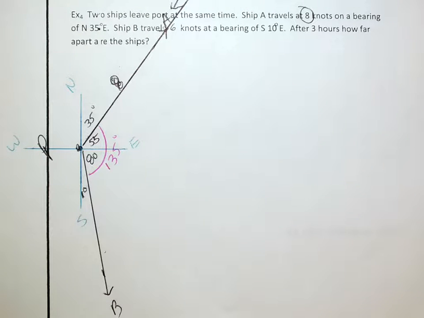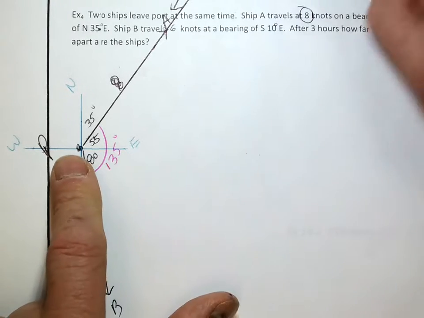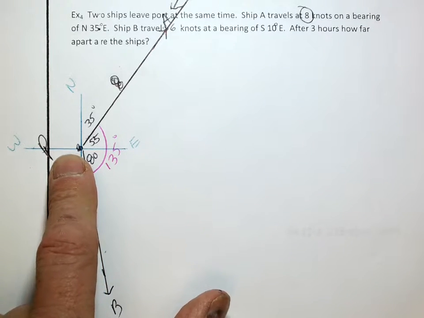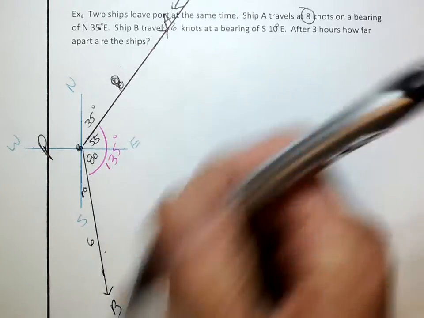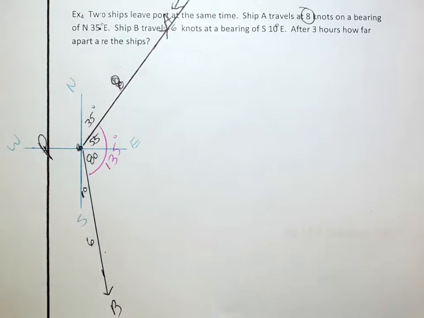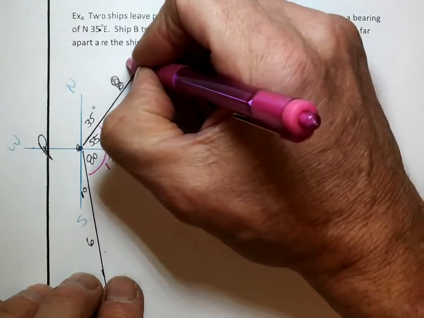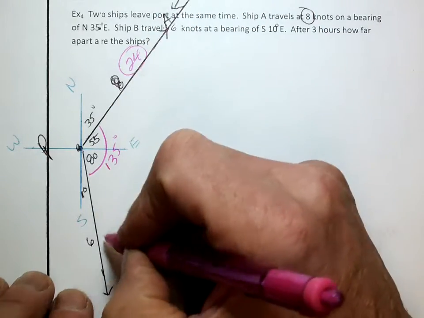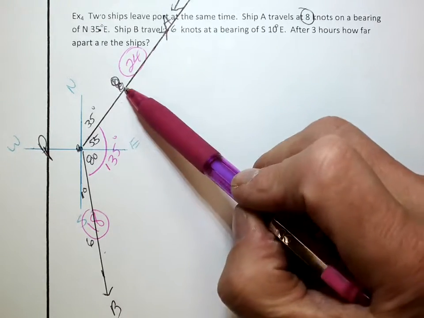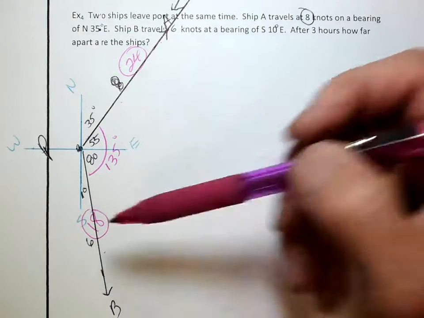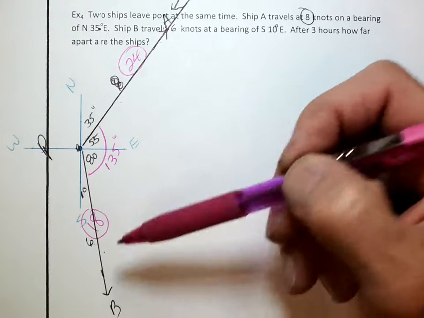Now, after 3 hours. So what I'm going to do is let them travel for 3 hours. I could draw the darn thing 3 times as long, but that'd be silly, right? All I'm going to do is multiply the lengths by 3 and say it's 3 times as long. So then this is really going to be times 3, or 24, and times 3 is 18, okay? So if I go for 3 hours, it goes from 8 out to 24. If it goes for 3 hours, it goes from 6 out to 18, okay?